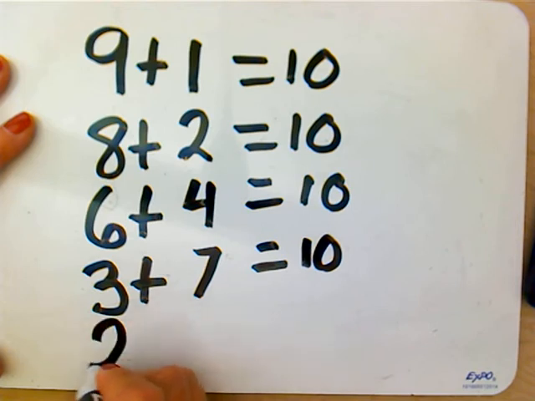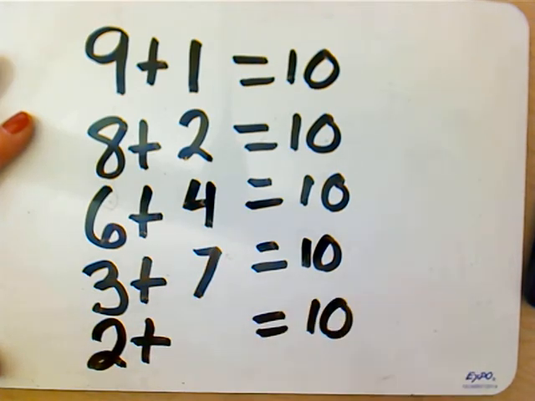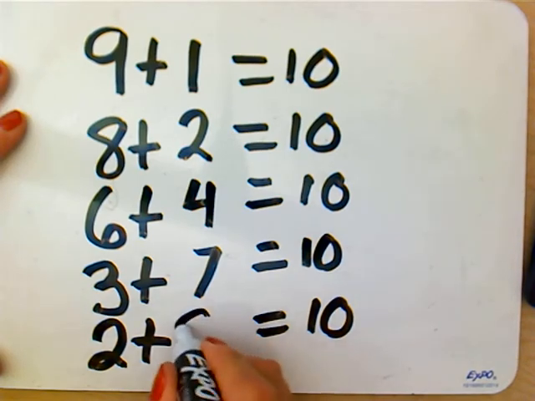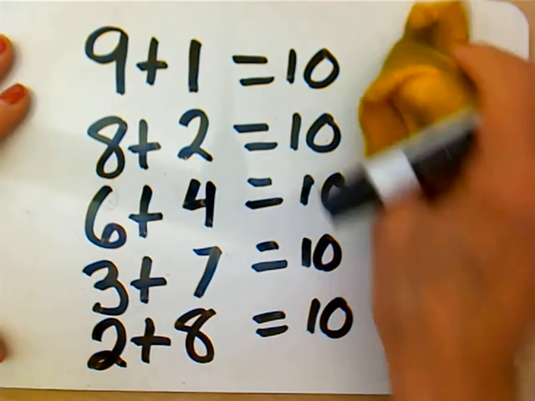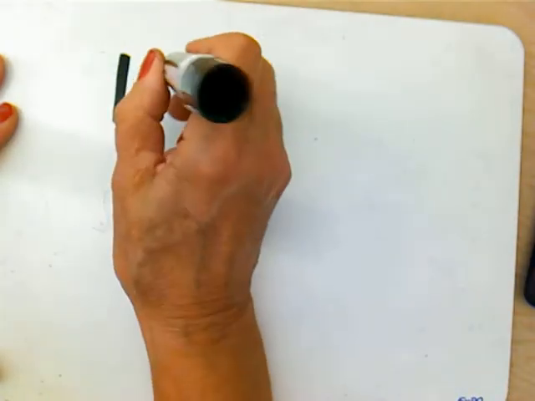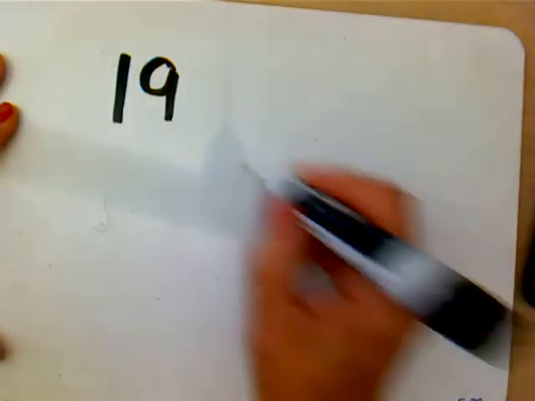What if I had 2? What would I add to 2 to get 10? So you're filling in the missing part. Did you say 8? Oh, I hope that you did. Okay, we're going to try a couple more. What if I said I wanted to get to the next 10, but I had 19?